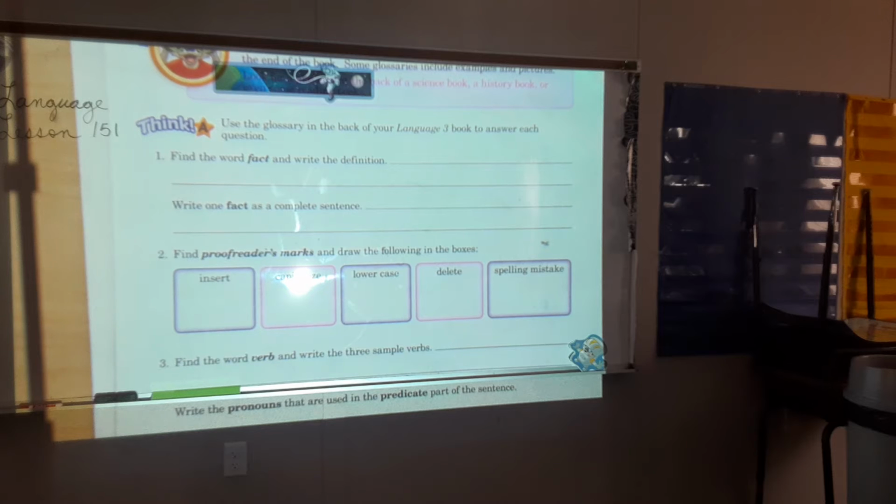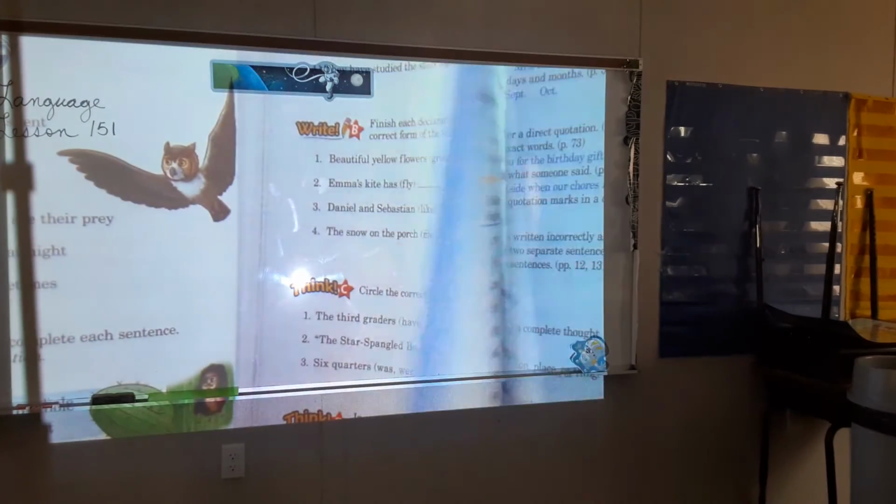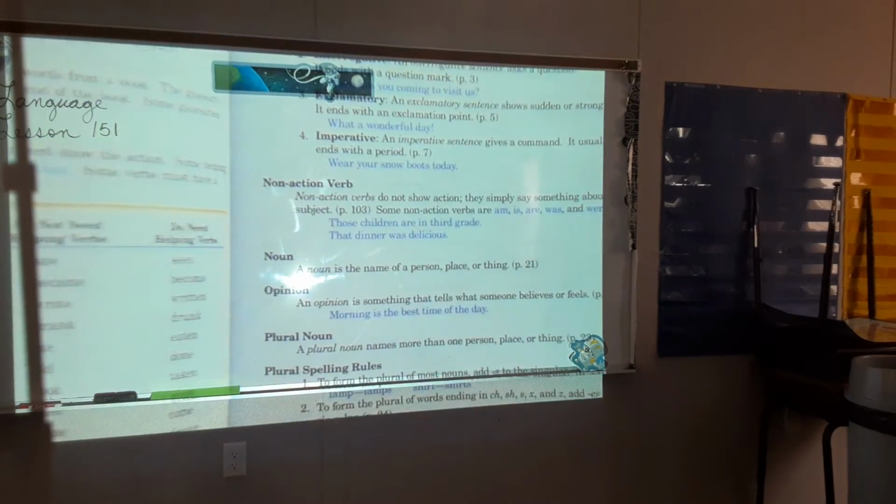Think A. Use the glossary in the back of your language book 3, which you don't have, to answer each question. Find the word fact and write the definition. Write one fact as a complete sentence. So, since you guys do not have your language book, I believe that at the beginning of the year we ripped out those pages, but okay, in our language book. So this is our language book.